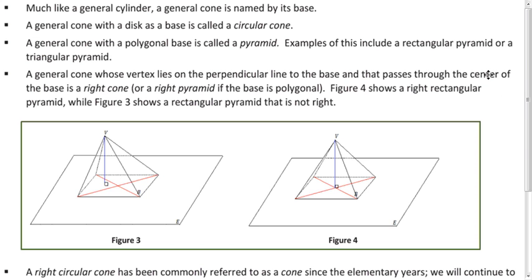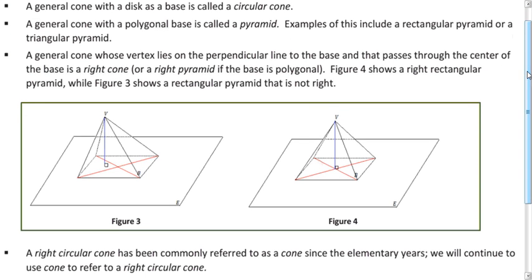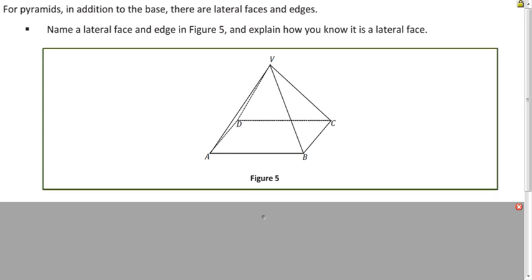So we name our general cones by the bases. If it is a disk, it's a circular cone. If it's a polygon, it's a pyramid. And if we drop a perpendicular from the vertex to the base and it hits it exactly at the center, that's a right cone or right pyramid. If it's off center, like in figure 3, that would be oblique. And usually we use the term cone for a right circular cone. It'll be clear from the context what we're talking about.